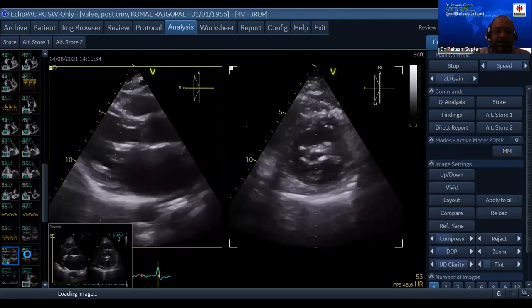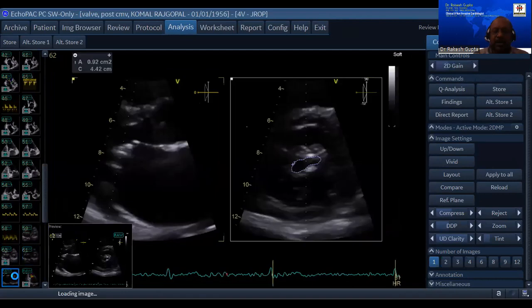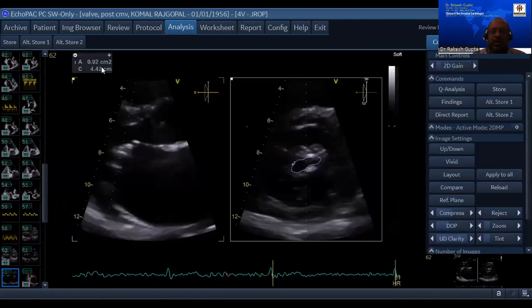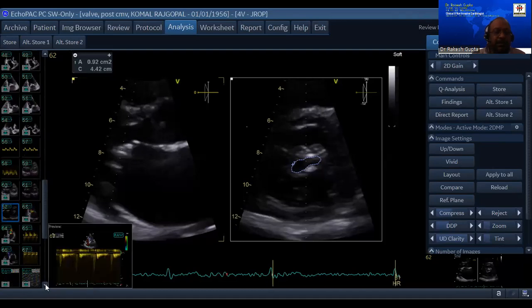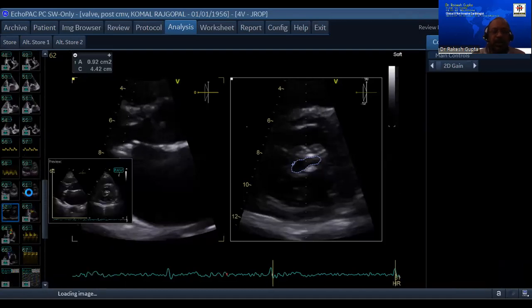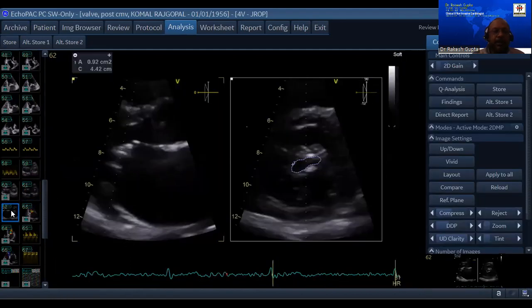And once we measure this, that will give an exact idea of how much my mitral valve area is by planimeter. It is 0.92. But we do it again and again. Even here I'm not comfortable what exactly the mitral valve area is, because the gradients are only 6 or 7. So I have to do it multiple times. I have to get the best possible mitral valve area. 0.92.